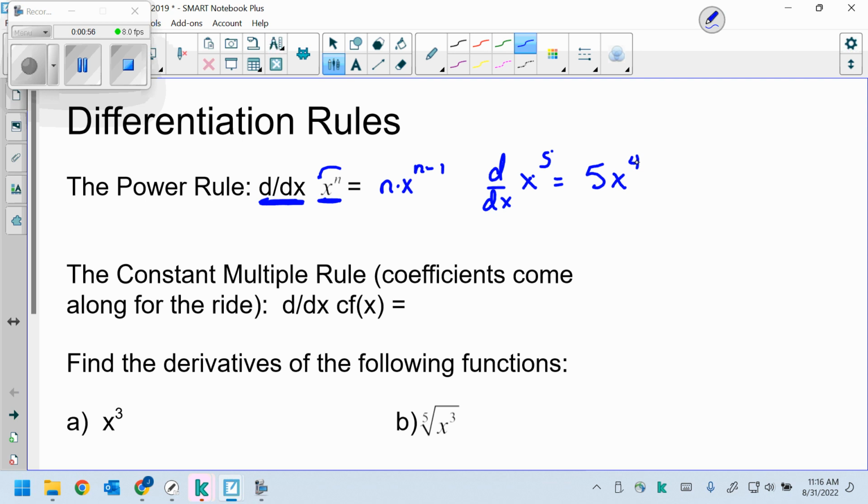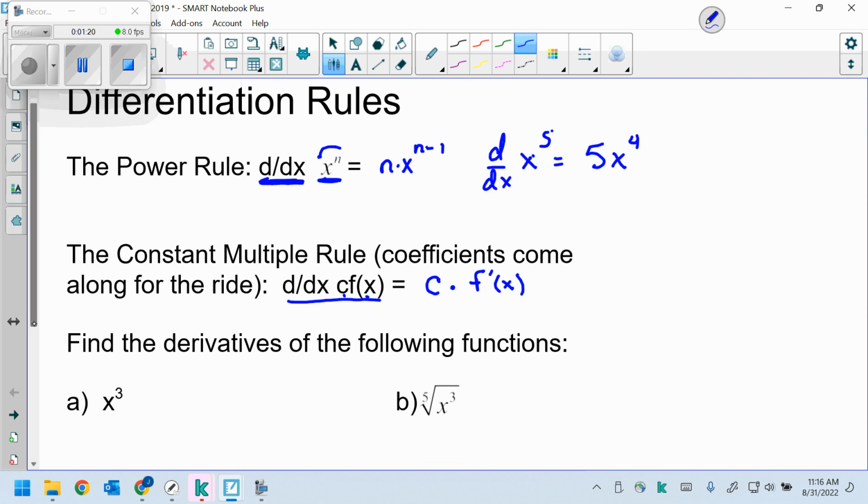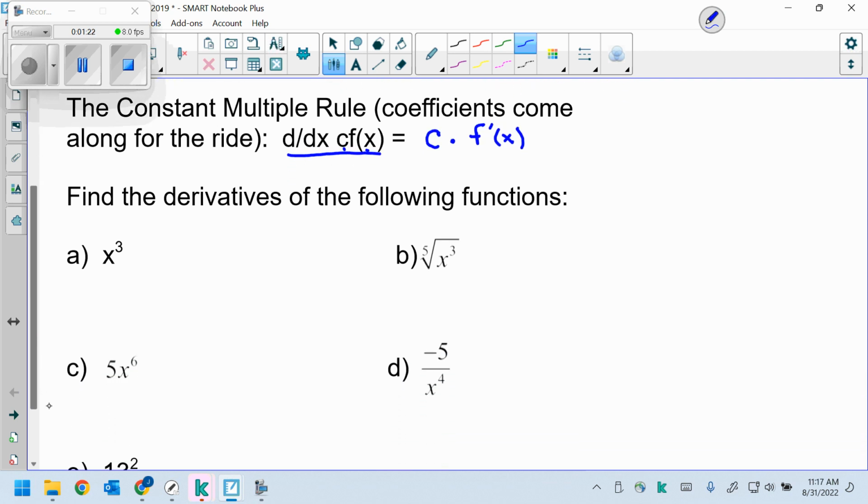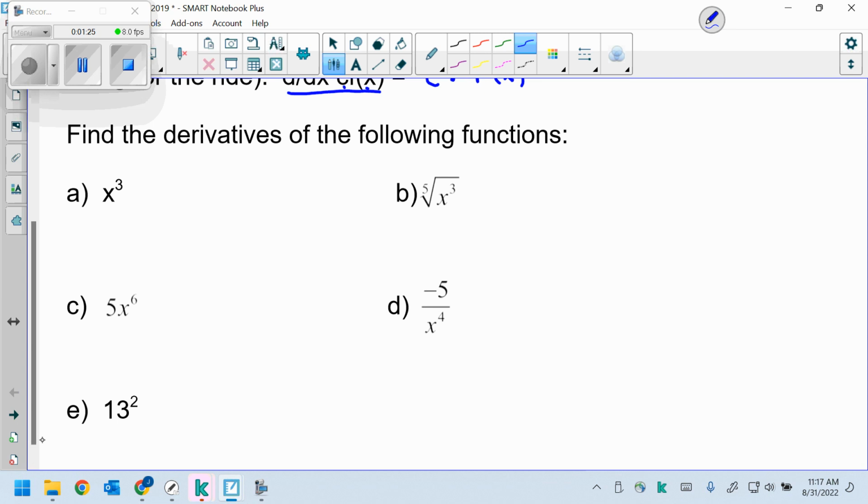And then there's the constant multiple rule for the derivative of a constant or a coefficient times a function. The coefficient just comes along for the ride. You will just take that coefficient and multiply it by whatever the derivative of that function is. So coefficients just come along for the ride. They don't go away. Now let's find some derivatives here, and let's do this kind of quick. If you want to press pause at any point, do it. Bring the exponent around front, make it smaller by 1.